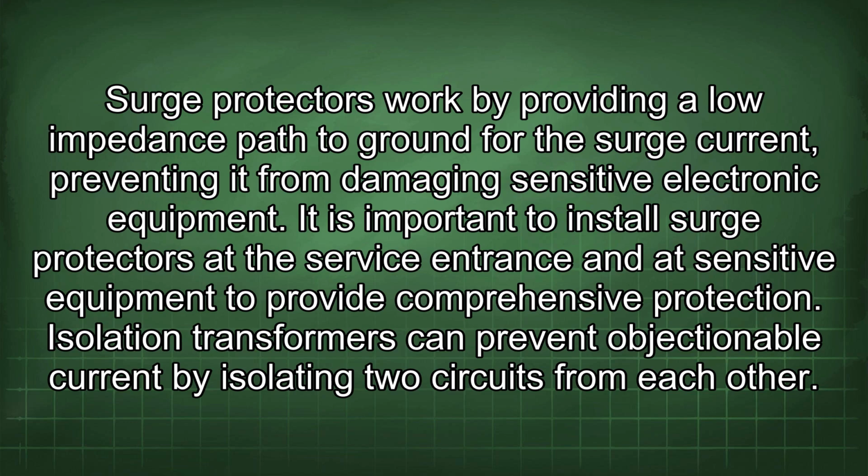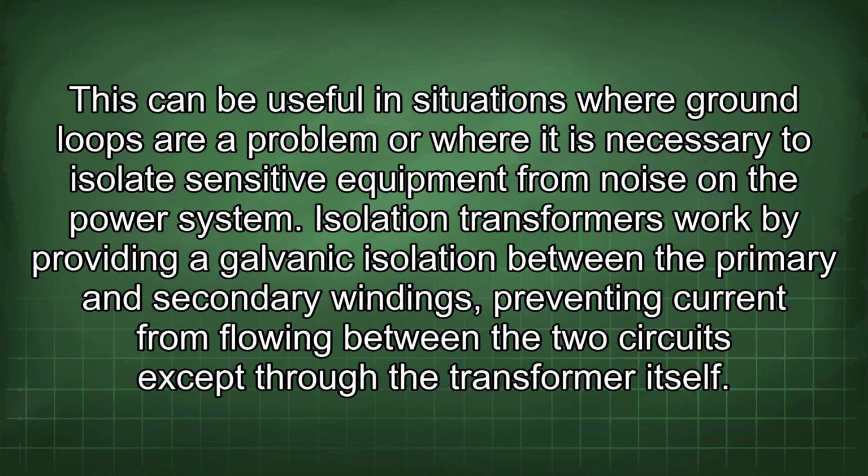Isolation transformers can prevent objectionable current by isolating two circuits from each other. This can be useful in situations where ground loops are a problem or where it is necessary to isolate sensitive equipment from noise on the power system. Isolation transformers work by providing a galvanic isolation between the primary and secondary windings, preventing current from flowing between the two circuits except through the transformer itself.